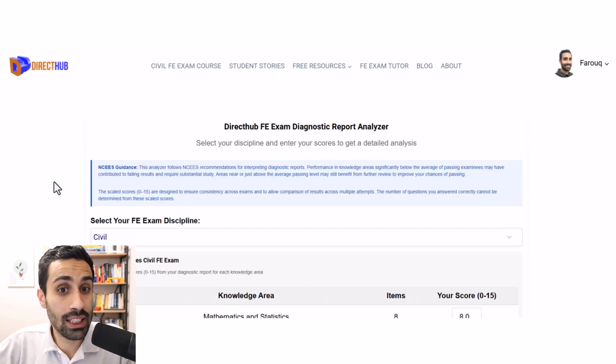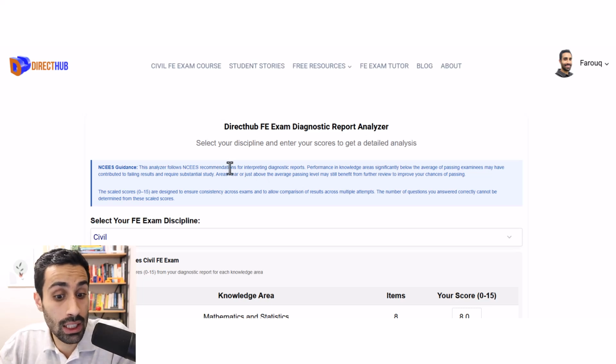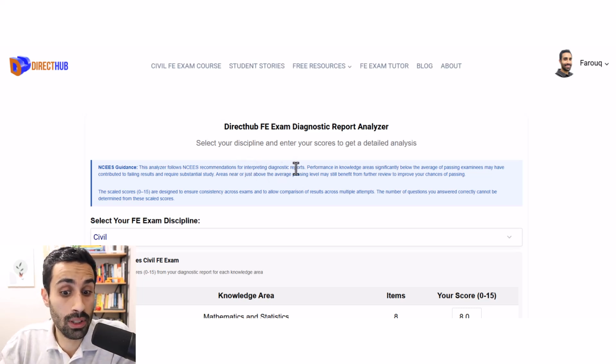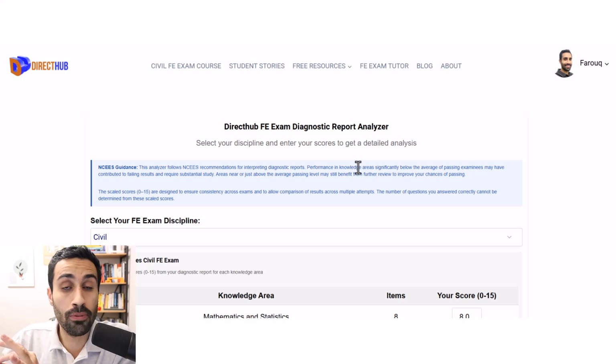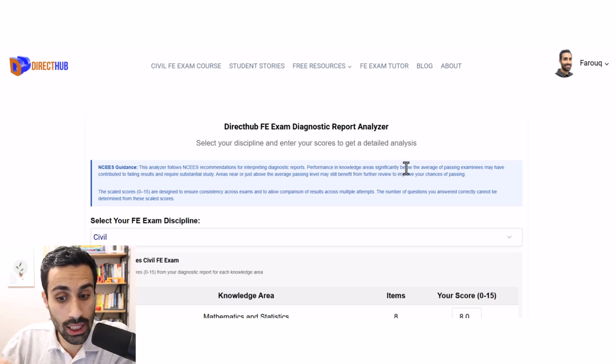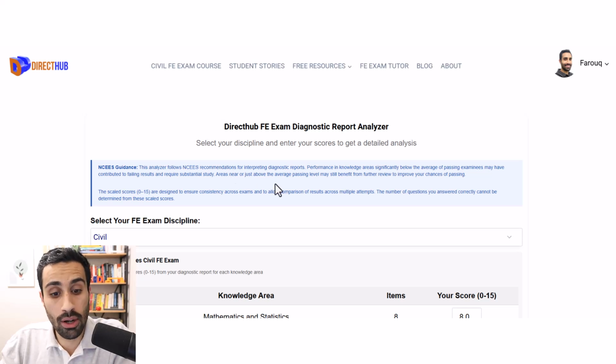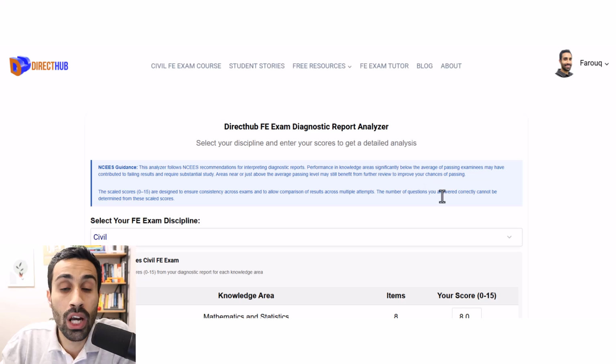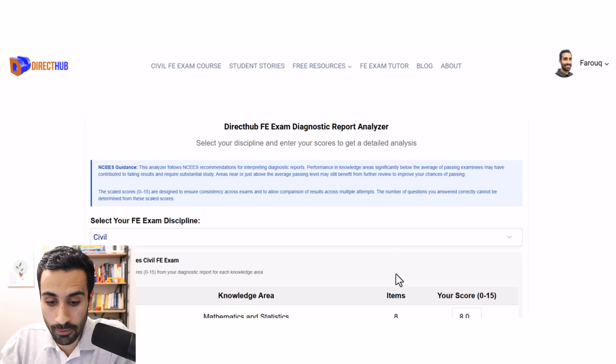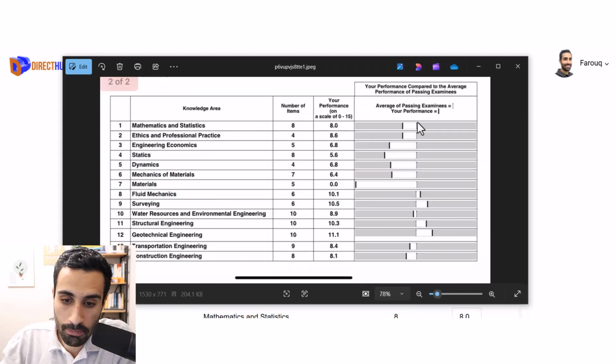First of all, the NCS says this. The report they give has recommendations for interpreting these reports. Performance and knowledge areas significantly below the average passing examinee may have contributed to the failing results and require substantial study. Areas near or just above the average passing level may still benefit from further review to improve your chances of passing. So if we look at this, the average passing examinee is going to be the dashed one.